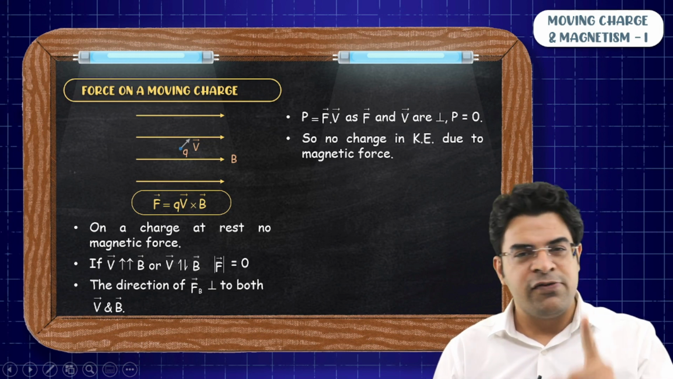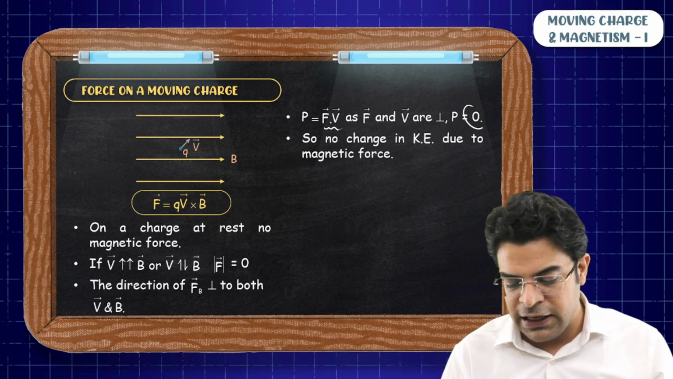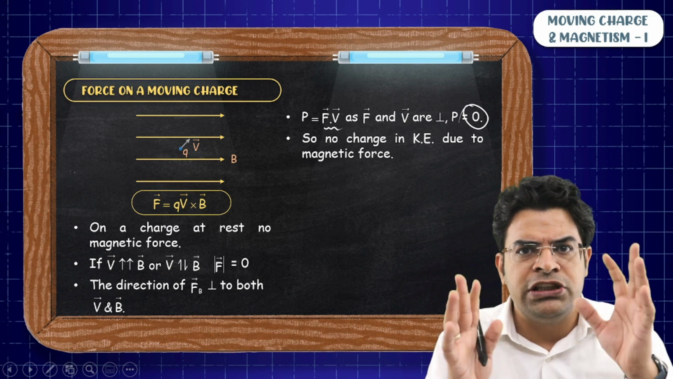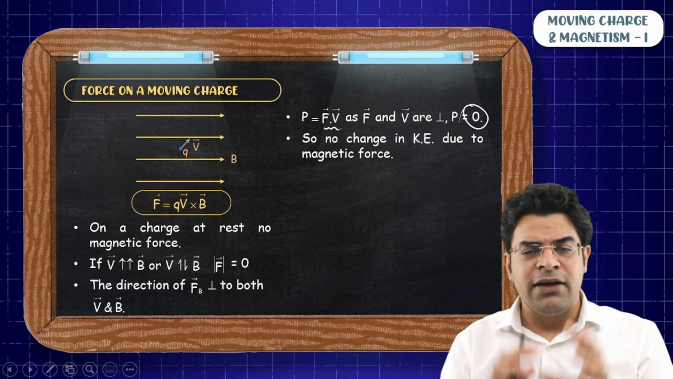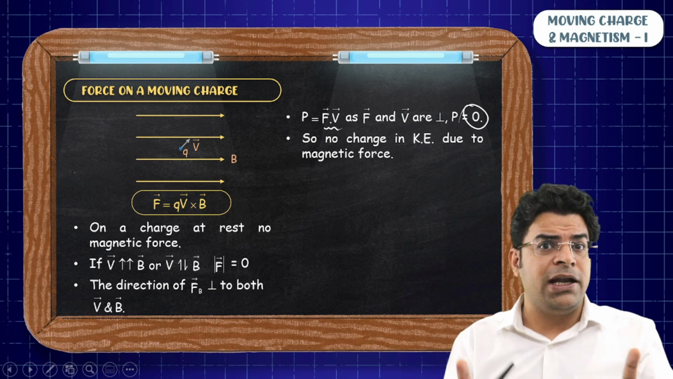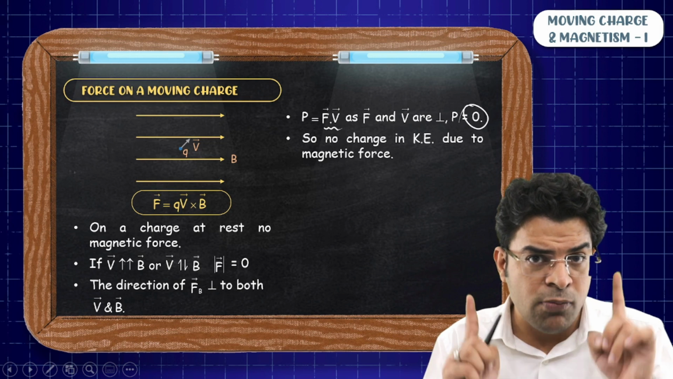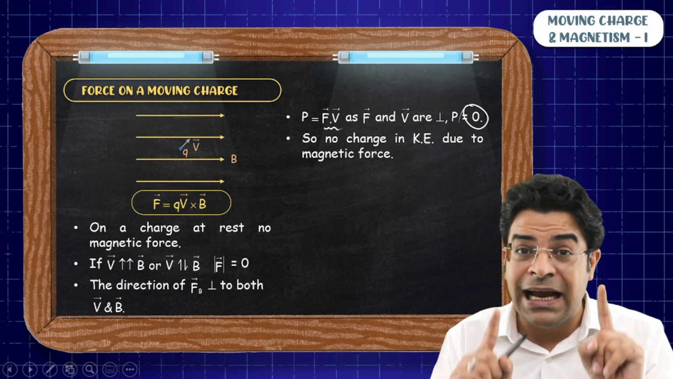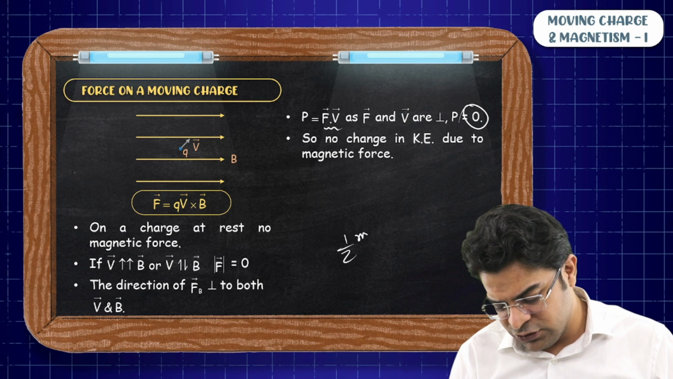Yes. Since magnetic force is perpendicular to velocity, the power delivered by magnetic force, which is given by F dot V, has to be 0. If the power delivered by the magnetic force is 0, it means that the magnetic force won't change the kinetic energy. If the magnetic force won't change the kinetic energy, it means that if a charged particle moves only under the influence of magnetic force, its kinetic energy will remain constant. And when I say kinetic energy, it is half mv square.